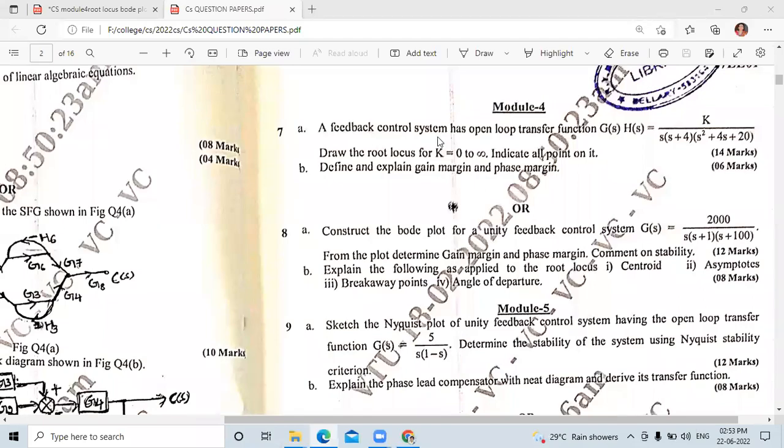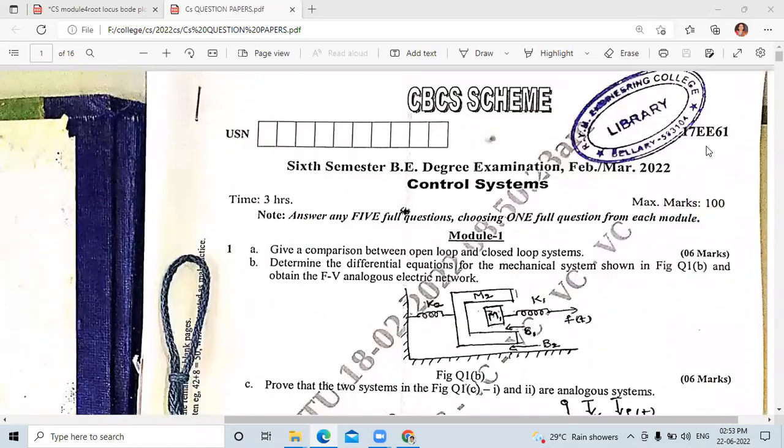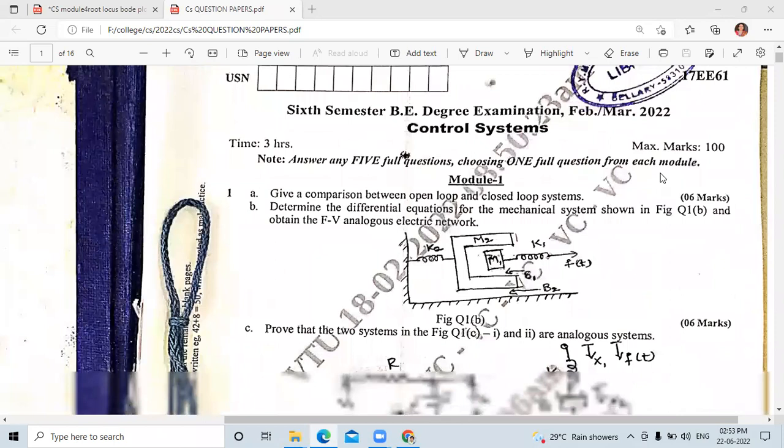In last class, we discussed the root locus problem. Today, this question paper is from the 17 scheme, control systems subject. This question paper was asked in February-March 2022.